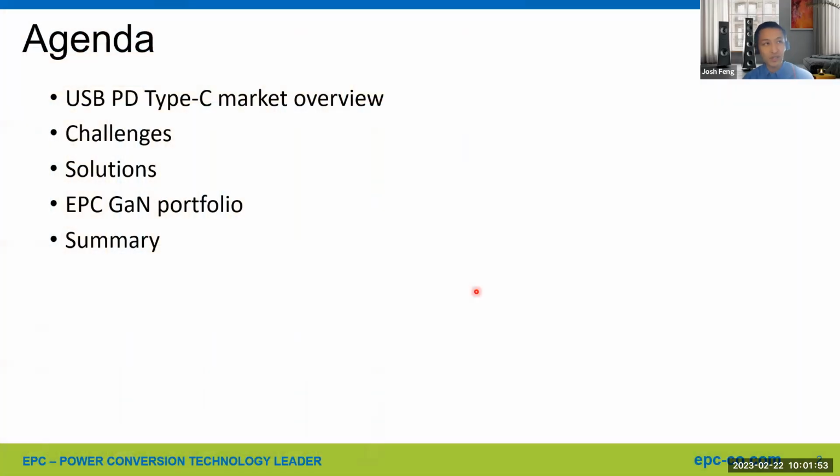Actually, let me present the agenda we're going to go over today. Some of the PD, Type C especially, market overview, the challenges that we've been seeing, and some of the challenges that customers have expressed along the way, and what the solutions for those challenges are. We're going to wrap up with what EPC has to offer in this portfolio, what our portfolio that can solve those challenges is. And last but not least, we finish with a summary.